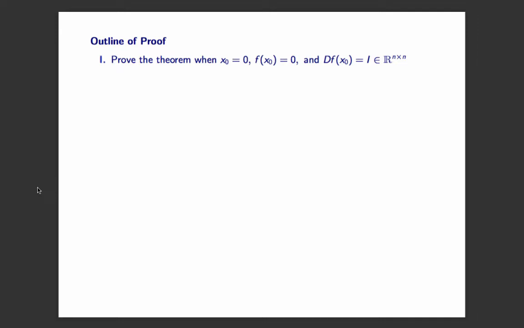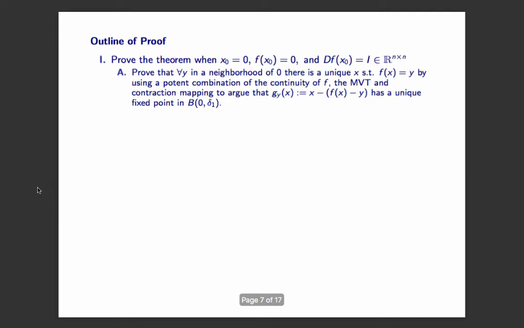We're going to prove the case for a simplified theorem first. We're going to prove the theorem when we add the conditions x naught is 0, f of x naught is 0, and the derivative of f at x naught is the identity. So assuming that, we're going to prove that for any y in some neighborhood of 0, there's a unique x such that f of x equals y. This is the invertibility condition. We do this by using a potent combination of the continuity of f, the mean value theorem, and contraction mapping to argue that this function g_y of x, defined as x minus (f of x minus y), has a unique fixed point in some open ball centered at 0.